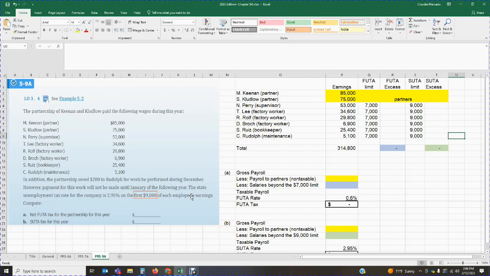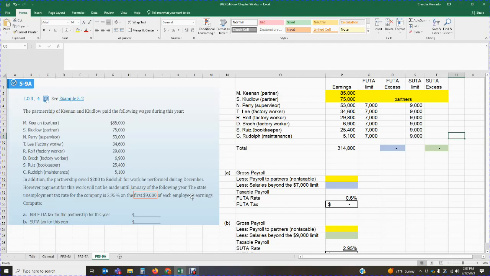We know that for FUTA, we pay taxes on the first $7,000 of earnings. The FUTA is paid by the employer. For FUTA, the limit is $7,000. For SUTA, it depends on the state; the SUTA tax varies by state. In this particular example, they are telling us that the SUTA for the state will be assessed on the first $9,000 of each employee's earnings. So for my SUTA, my cap is $9,000. We're going to break down the information by employee and figure out what is taxable for FUTA and SUTA.